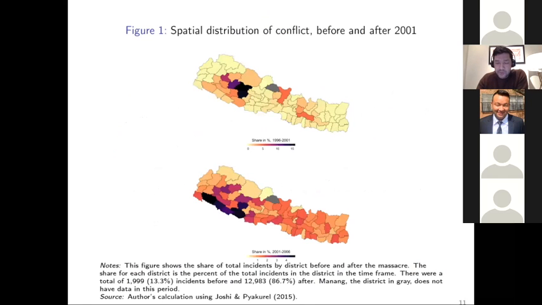And to answer that, I'll just put up two charts. First of all, this chart showing the spatial distribution of conflict. The one on top shows you the pre-massacre conflict, and the one on the bottom shows you the post-massacre conflict. And the darkness of the color basically tells you how intense the conflict was in each district. And you note that in the pre-massacre conflict, it was basically limited to a handful of districts, really. In the post-massacre, the conflict spread to all parts of the country, right?